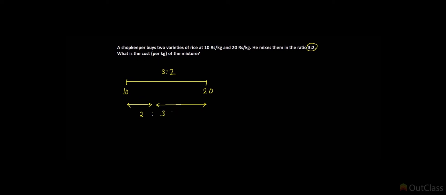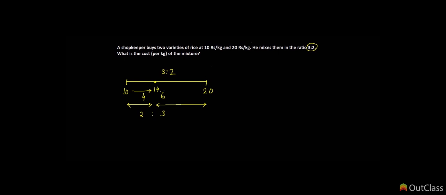The distance between 10 and 20 is 10 units. When you divide that in the ratio 2:3, you will get the values 4 and 6. And the weighted average that you're trying to find is basically 4 units to the right of 10. Or alternately, you can say it's 6 units to the left of 20. Either way, your answer is 14.